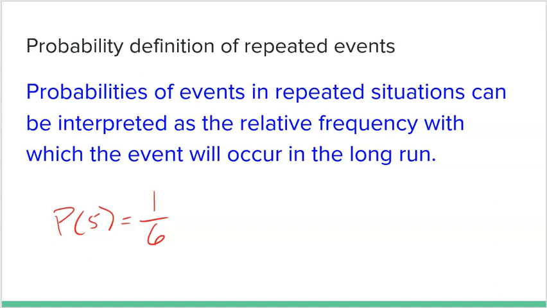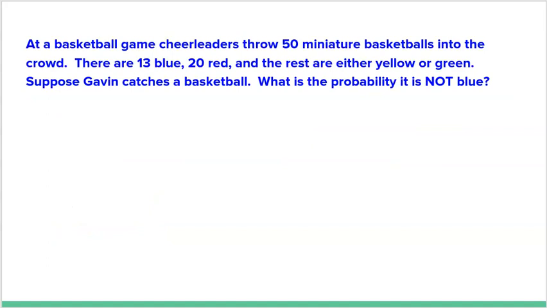And again, 1 out of 6 is really close to about 17%. And some kids will think that means 17 out of 100 rolls are going to be a 5. Again, no. It means in the long run, after many, many tosses, only then would we expect about 17% of them to be 5s. All right, let's look at some examples now.